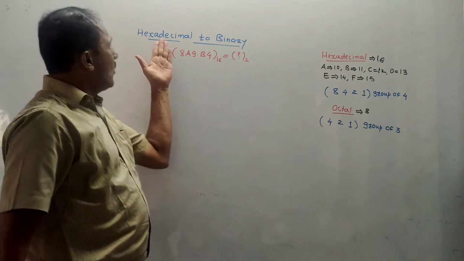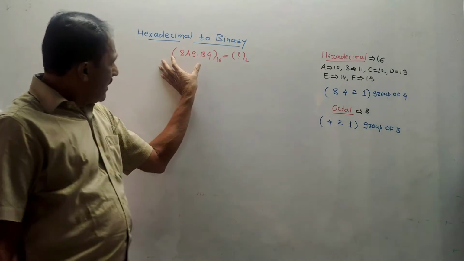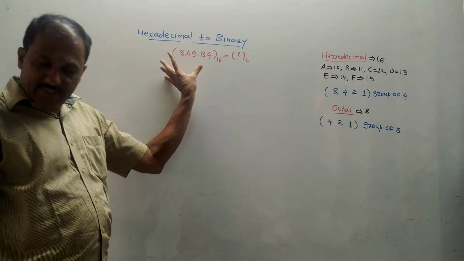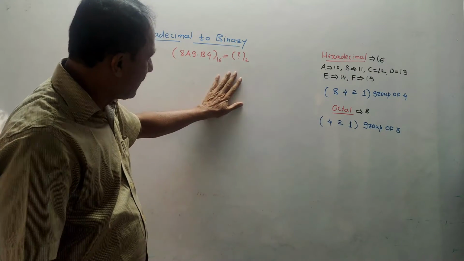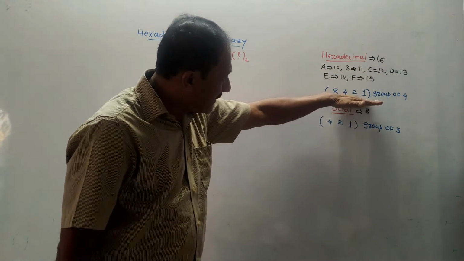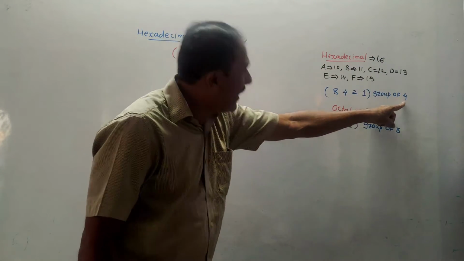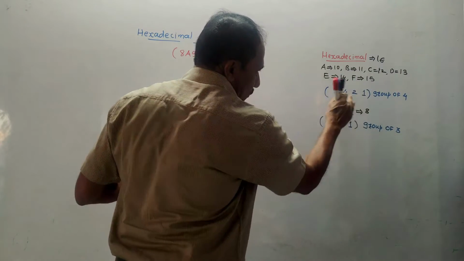Next is the reverse way. How to convert hexadecimal number into the binary number. Suppose 8A9.B4 is the given hexadecimal number. Its base is 16. We have to convert it into the binary form. Again, do remember the basics. Hexa means base is 16 and the corresponding group should be group of 4 and the sequence is 8, 4, 2, 1 or from right to left 1, 2, 4, 8.